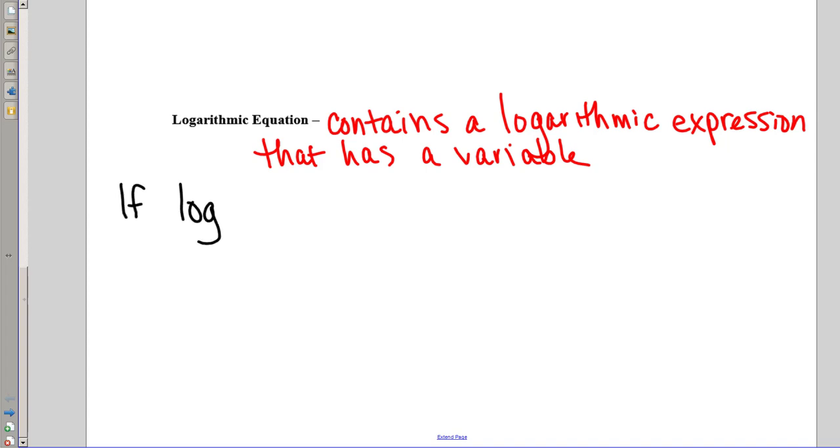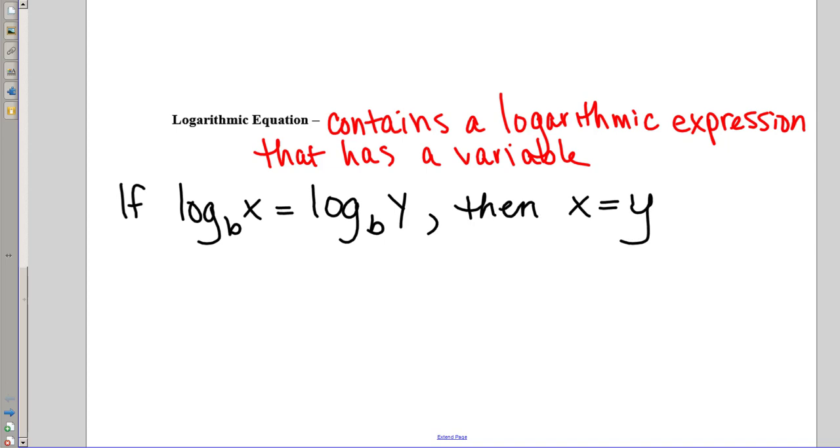log, let's say base b of x is equal to log base b of y, if we have it in that form, then it's similar to how the exponentials work. You can say log x equals log y, then you can say x equals y. Okay, we'll talk about a couple of different strategies for solving or dealing with logarithmic equations.